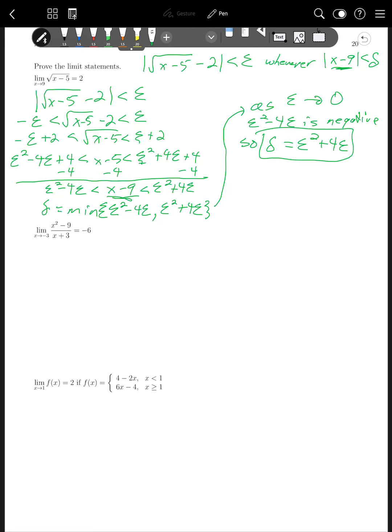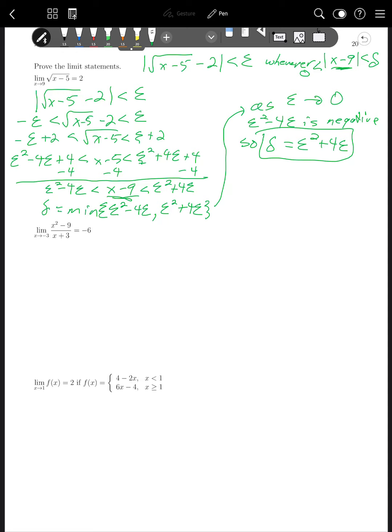Okay, because delta, and I forgot to write this up here, but delta has to be greater than 0. That's one of the things we said about epsilon and delta. So there's our answer. And because epsilon squared plus 4 epsilon is always a positive number for numbers greater than 0, no matter what I pick for epsilon, that always exists. So that's a fine answer.